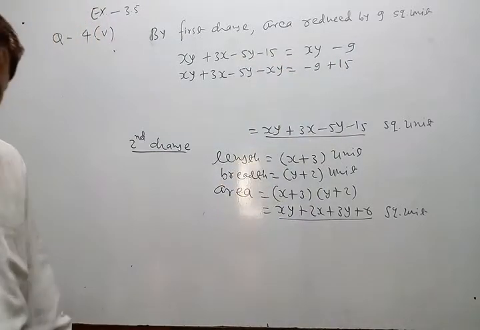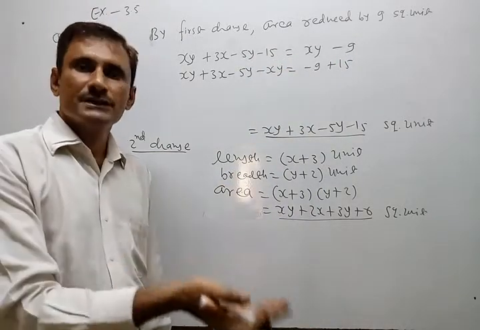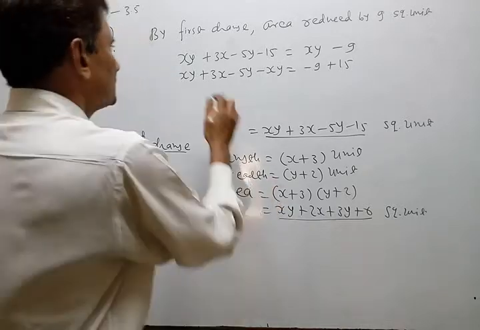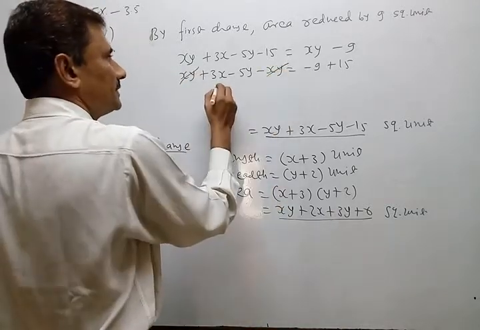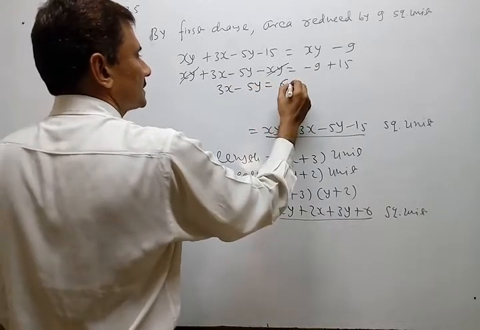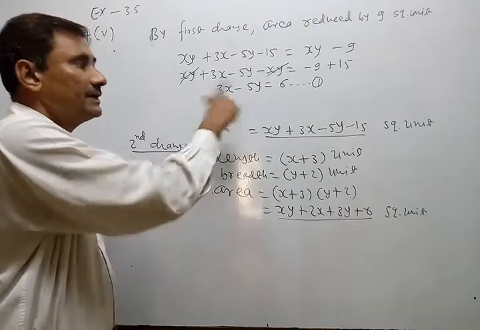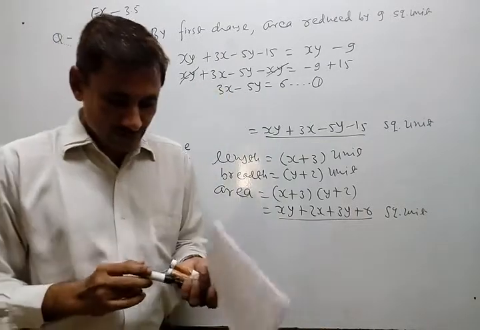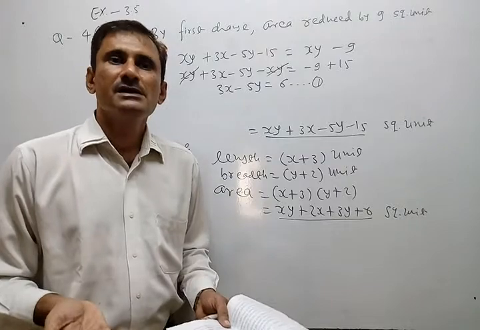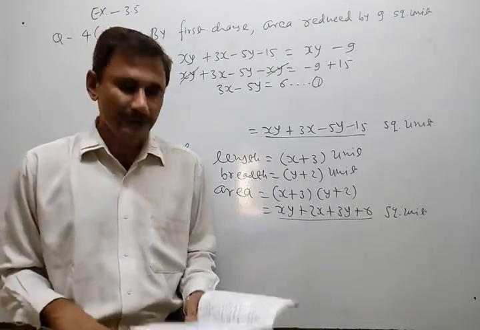According to our regular practice, we always write variables on the left side and constants, meaning numbers, on the right side. So xy cancels, and 3x minus 5y equals 6. Equation number 1. That is our required equation. We will solve this equation and we will get x and y, the length and breadth, so we obtain everything.